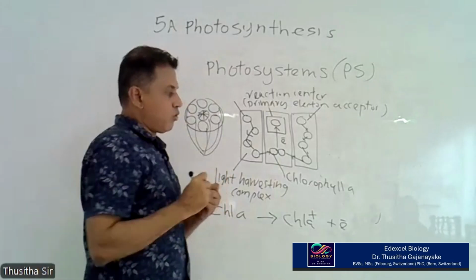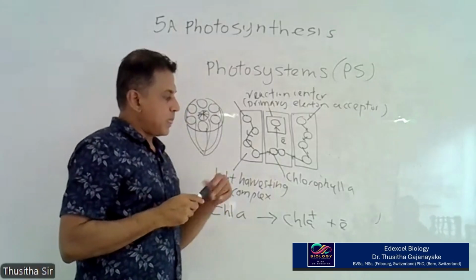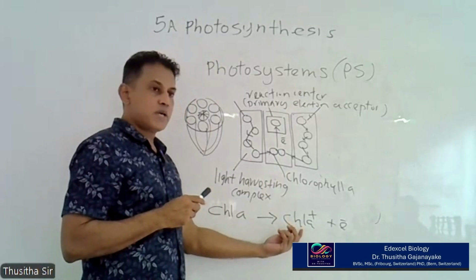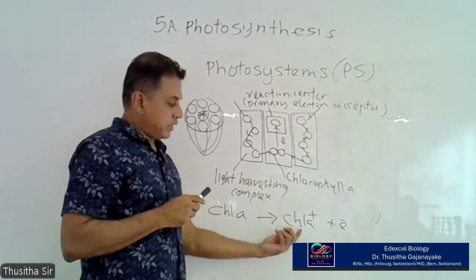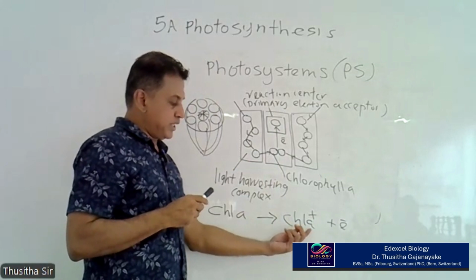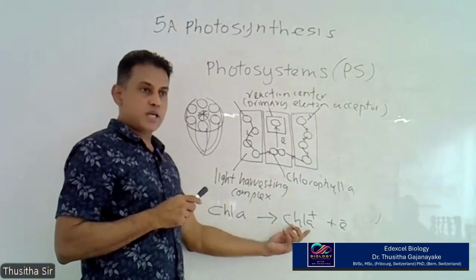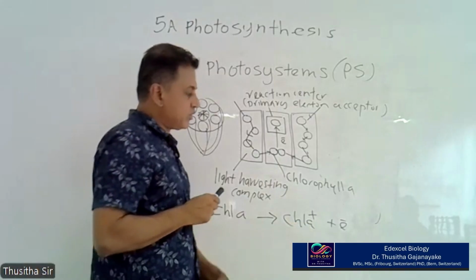So one more thing is left now. When the molecule becomes like this, it is not stable, because stability comes when they have full electrons. Once the electron has left, these molecules are not stable. So we'll see how it goes later.